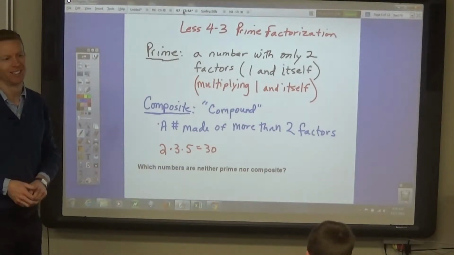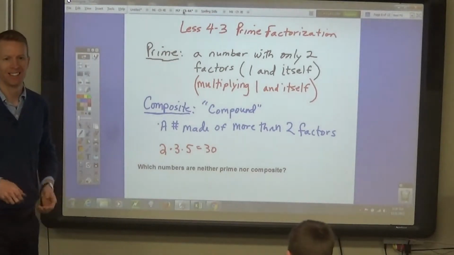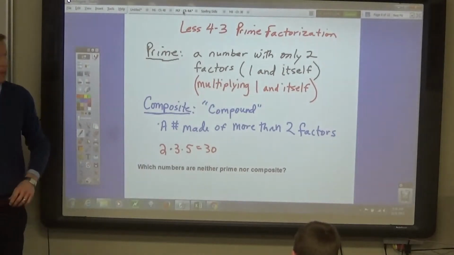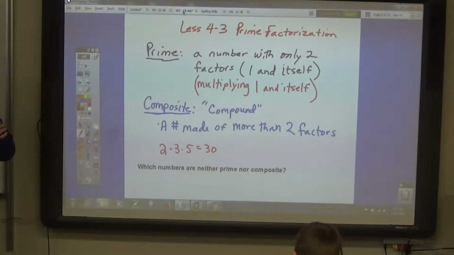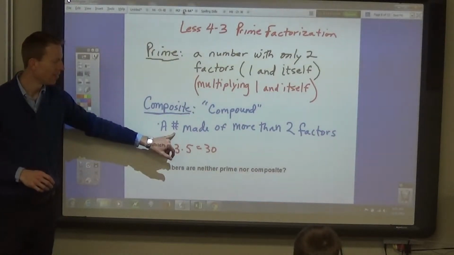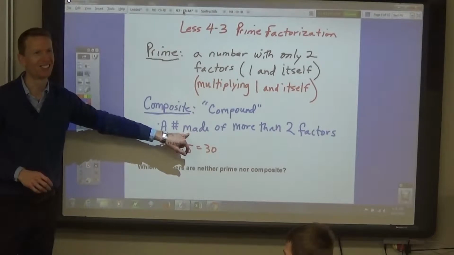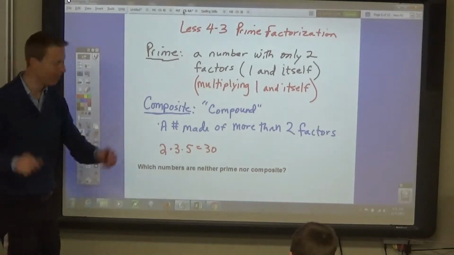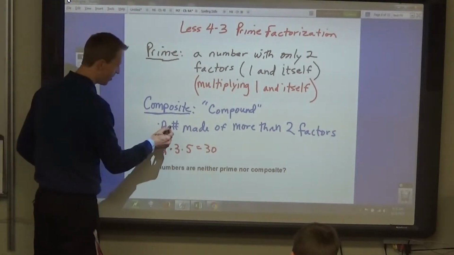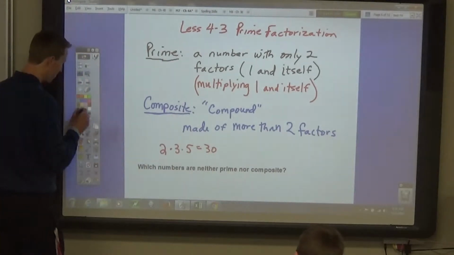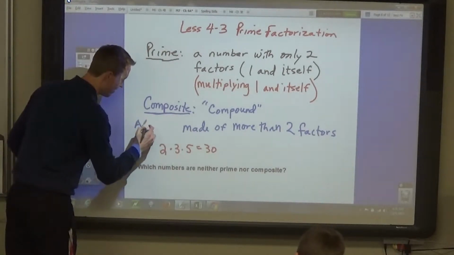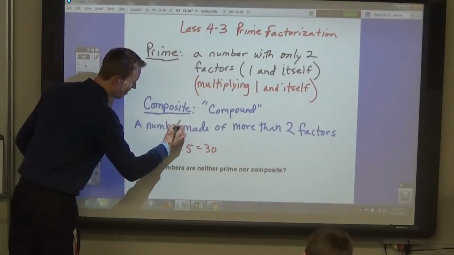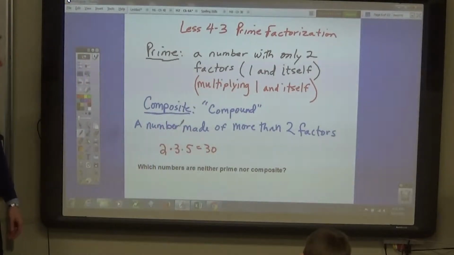What is a prime number? Great. A prime number is a number that has 2 factors. What's a composite number? It's a number. A hashtag. Oh, I forgot about the hashtag thing. I'm going to have to write this now as, that used to be the number symbol, now it's the hashtag. So it's a number. I always do hashtags, so then you're supposed to use the number. Made of more than 2 factors.